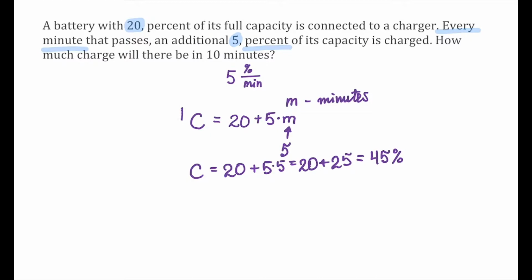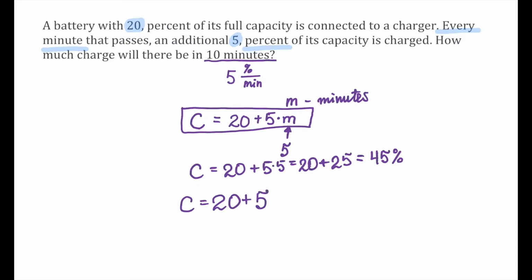So what we did is we created this equation right here, which will allow us to figure out the charge at any moment in time. The question in the problem is how much charge will we have in 10 minutes? So then C equals 20 plus our rate 5, and then times 10, which is our variable, and its given value of 10.